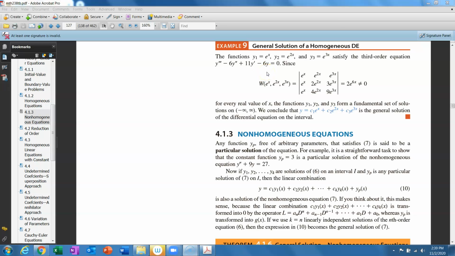The question is, are these linearly independent equations? Okay. The way they determine that is by doing what they call the Wronskian.